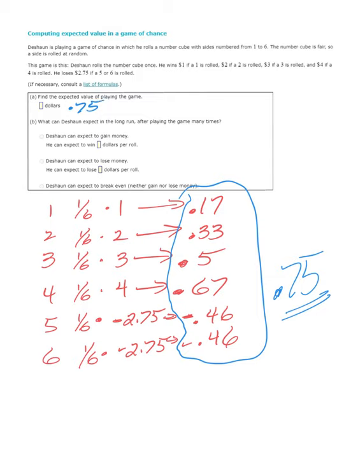So it says, what can Deshaun expect in the long run after playing the game many times? Well, he can expect to gain money because he's got a positive number there, and he can expect to win 75 cents per roll over time. If this had been a negative value, I would have picked this one down here, that he would lose money. If I'd gotten 0, I would have picked this one here.